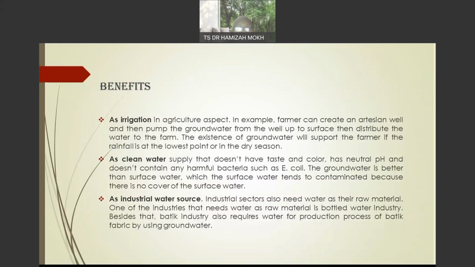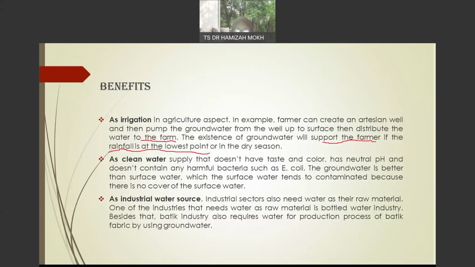Let's see another example of the advantage of groundwater in the field of irrigation or agriculture. For example, a farmer can create an artesian well and then pump the groundwater from the well up to the surface. After that, distribute it to the farm. So groundwater can be used as irrigation for plants in the farm. The existence of groundwater will support the farmer in the dry season, where the rainfall is at the lowest point. So we need an alternative such as groundwater for irrigation.